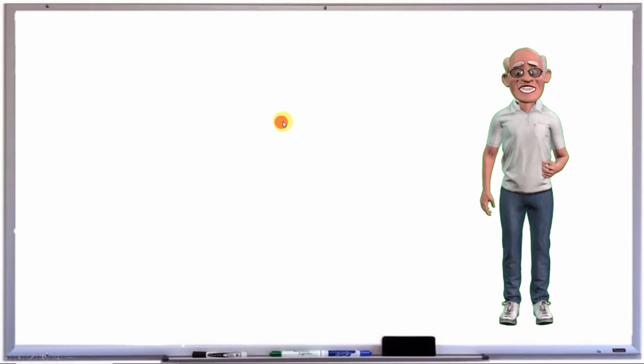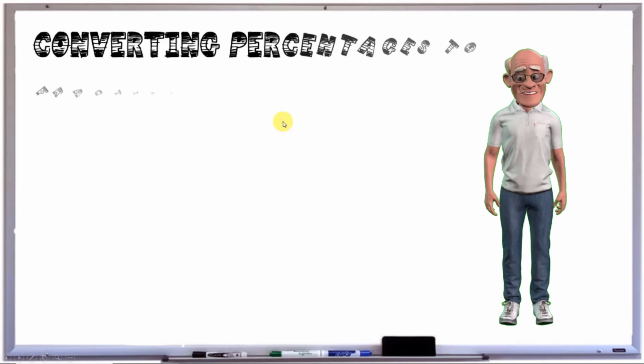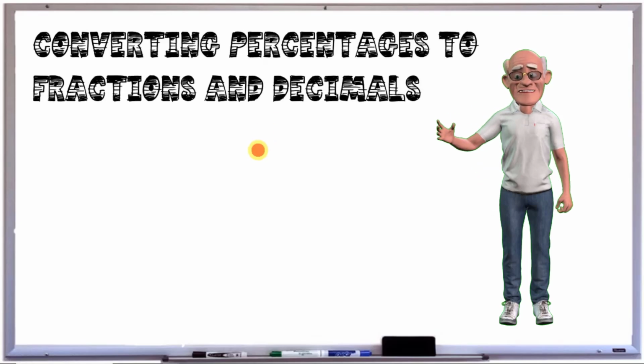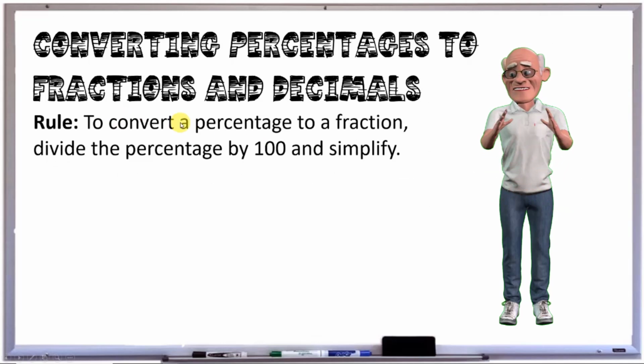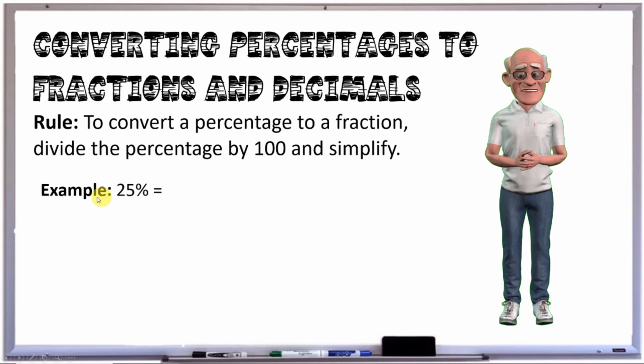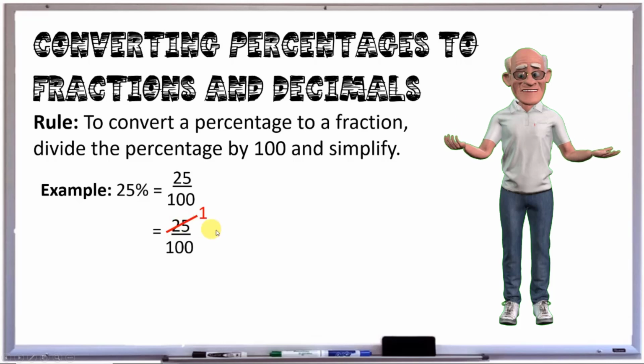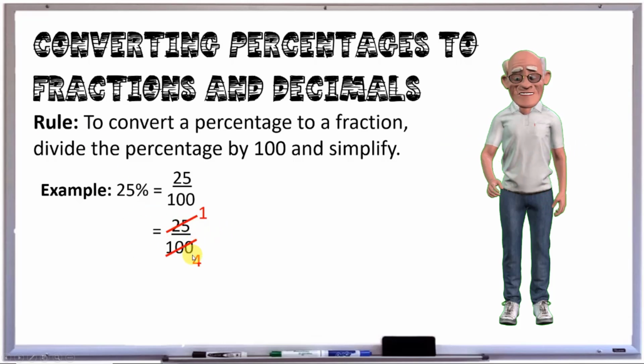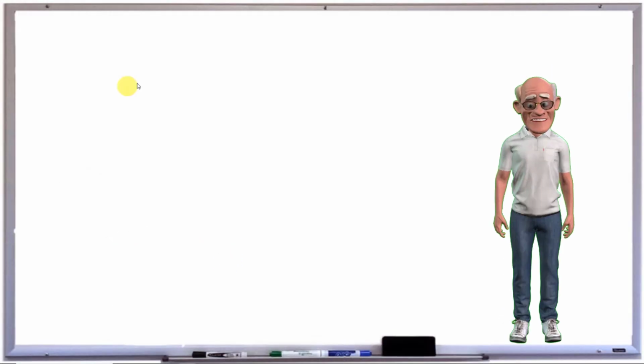Okay, let's look at converting percentages to fractions and decimals. The rule to convert a percentage to a fraction, you divide the percentage by 100 and simplify it. Well, that's a lot said. Example, 25% equals us with 25 over 100, but this is not in a simplest form. So we have to take the fraction to its simplest form. So 25 over 100, 25 goes into 25 one time and into 100 four times, so we will end up with 1/4 or 1 over 4.